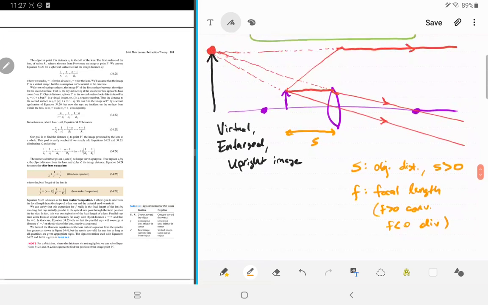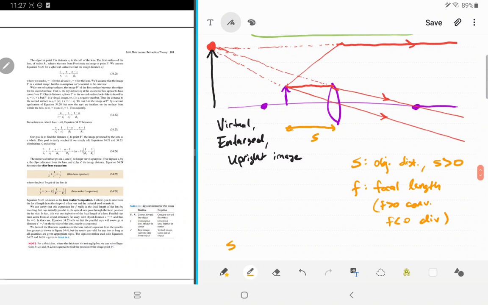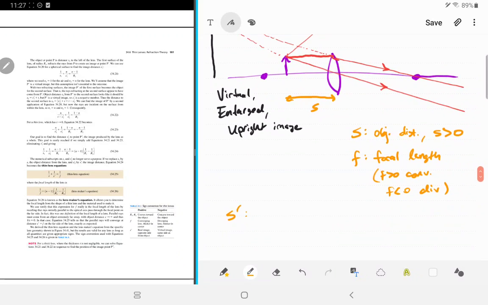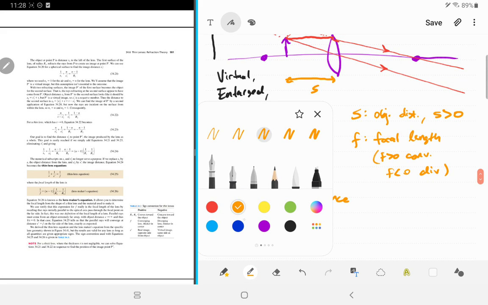Now s prime is the hardest one of the three, and there's a sign convention that you have to follow for s prime. So s prime is the image distance. The magnitude tells you how far away the image is from the lens. So the magnitude of s prime is going to be that distance right there. But there are rules for this. This is the hardest part of this, and this is the part to keep in mind.